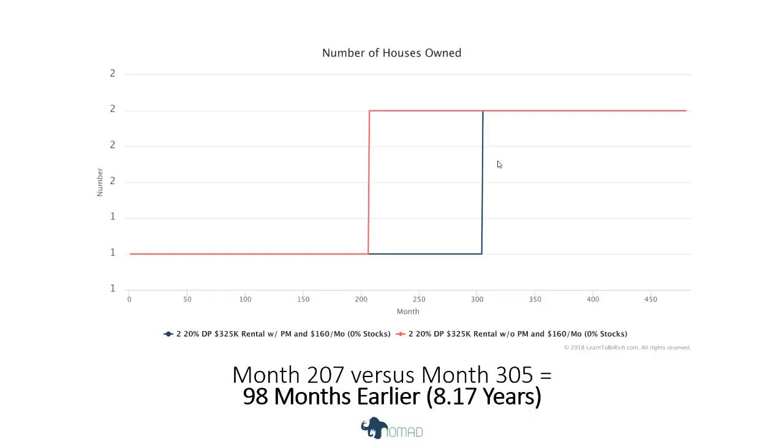So here's what happens. If you actually don't hire a property manager and you're saving $160, you own one property at the very beginning in month 1, and then you can buy your very next property basically 200 months in, and it actually jumps up for your second property. If you hire a property manager, and your property manager is kind of taken off the top for the services that they're providing, basically it delays your ability to buy by about 100 months. So 207 versus 305. You can basically buy a property 98 months earlier by not hiring a property manager.